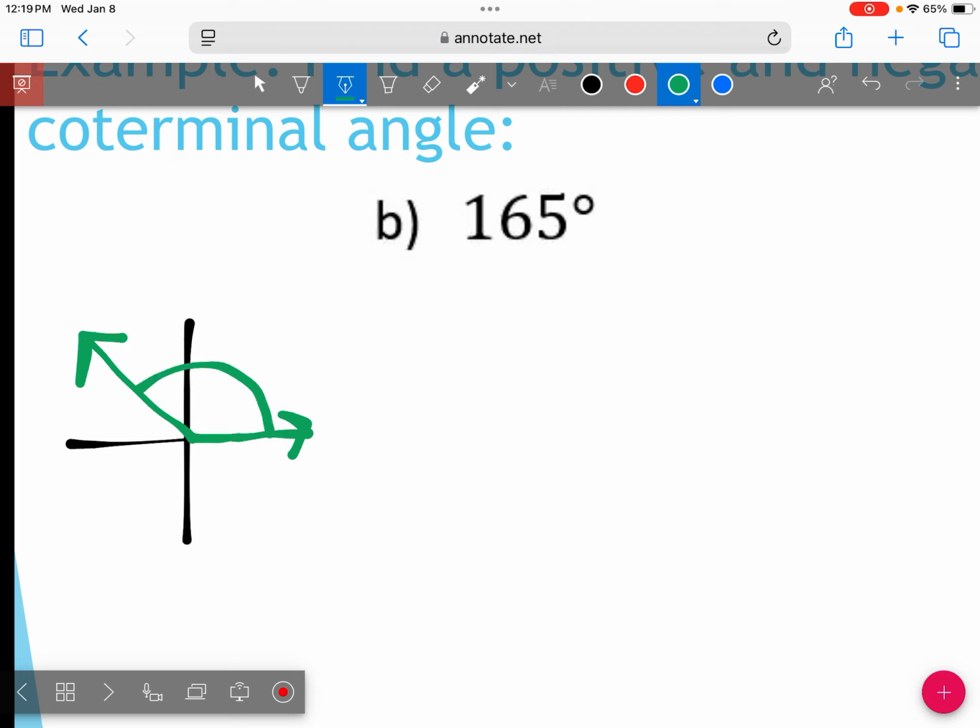So when I say coterminal, I'm saying, what if I go around the circle more than once? What would be another angle that will still end at this exact same spot?